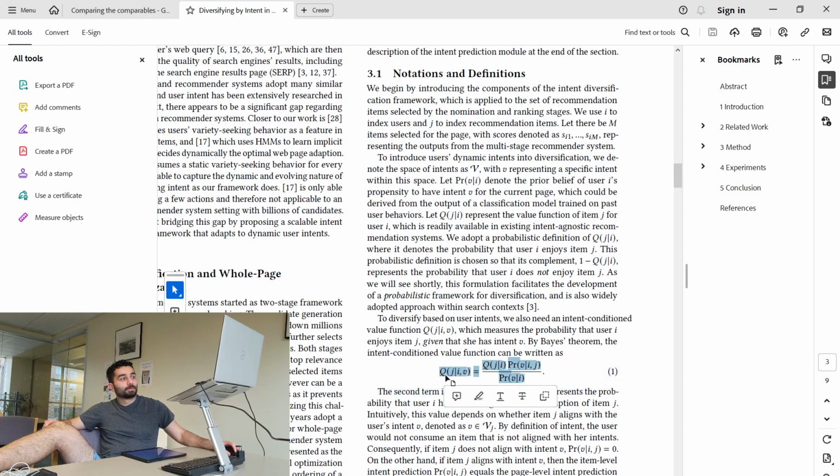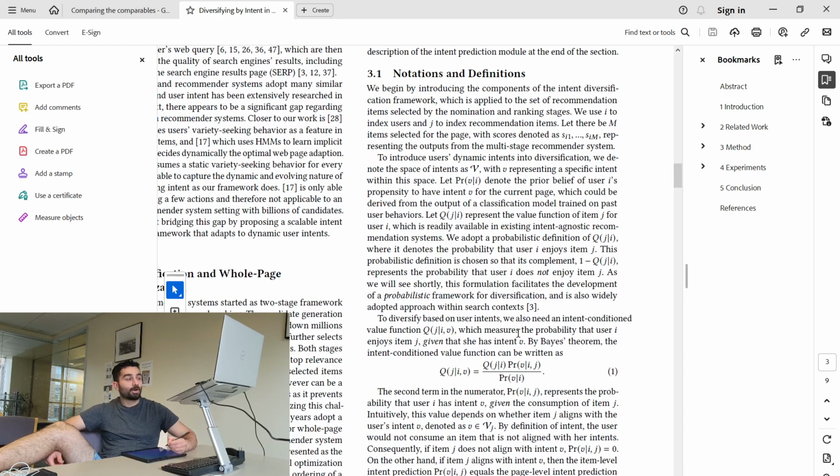The probability of Q of J given I, V is like, once user I's intent is V, what are the odds he likes product J? It's the general probability he likes product J, times the probability that his intent is V once he's clicked on J, over the probability of his intent being V. The second term, actually this one we don't have. What about this second term?